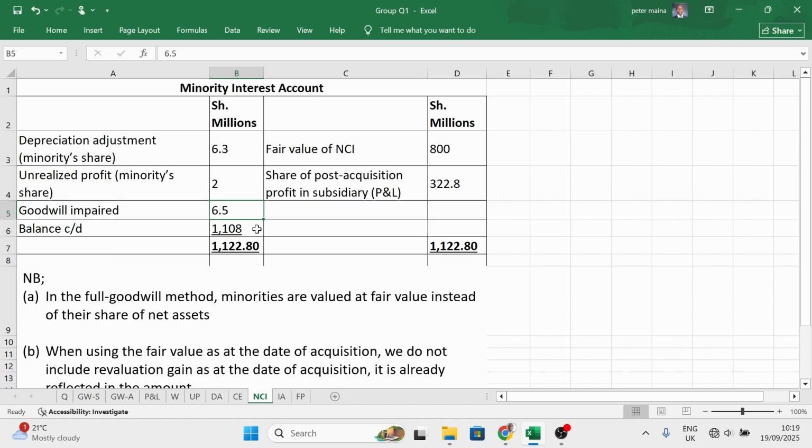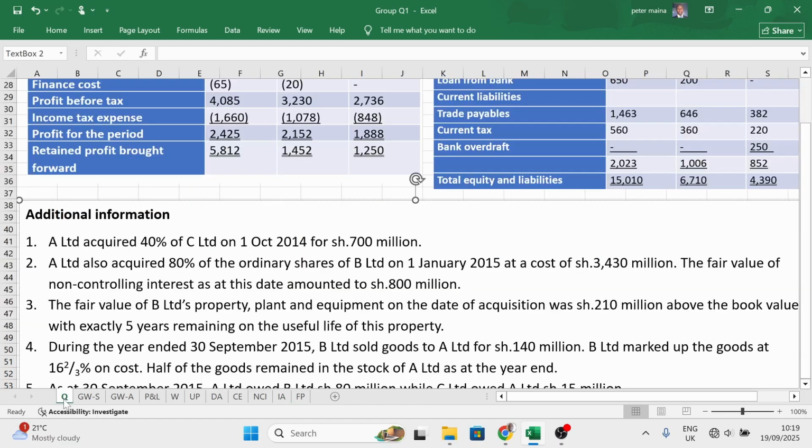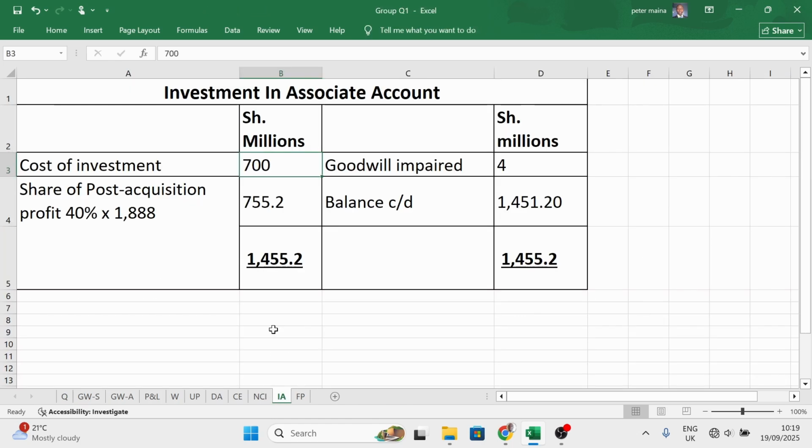So the next working is going to be investment in associate. This one is a very easy account to prepare as long as you know the format. On the debit side, we normally start with the cost of investment, and the cost of investment is given in the question. That is in point number 1, the cost of investment was 700. So you bring the 700 in this account. Next, you add the share of post-acquisition profit.